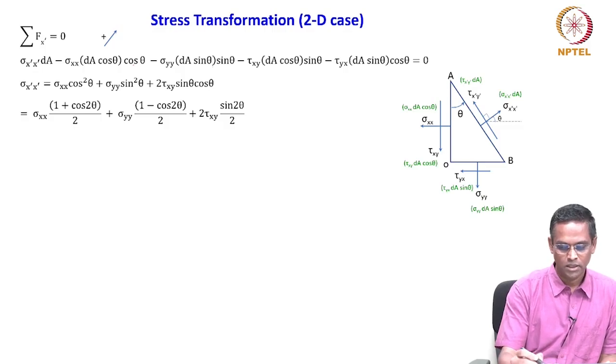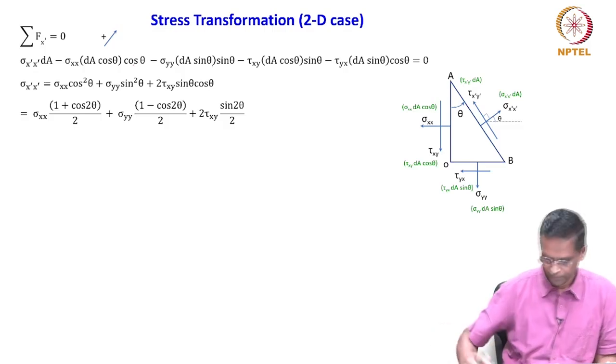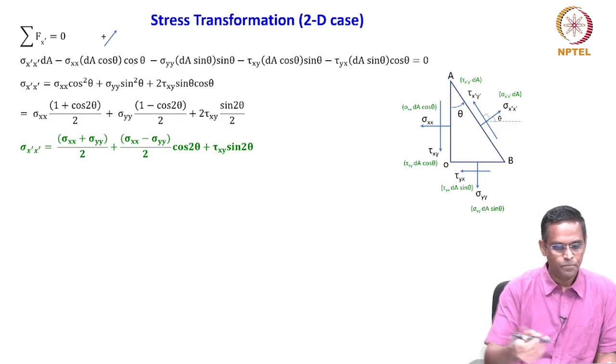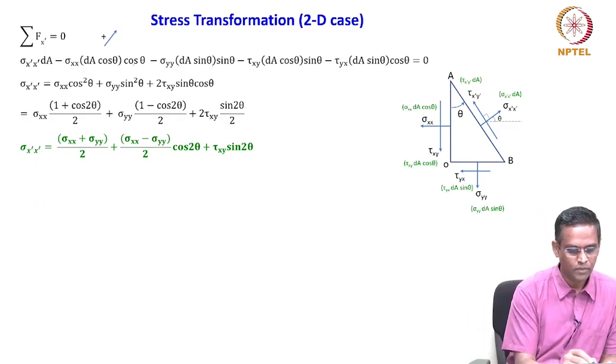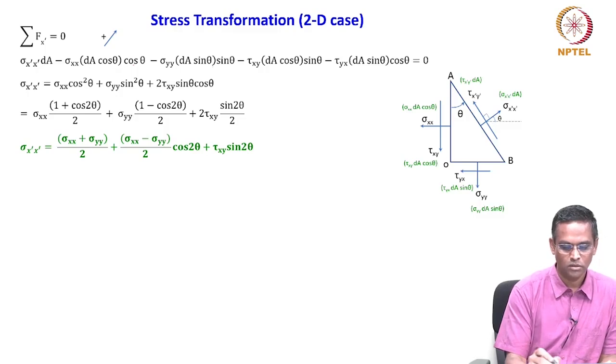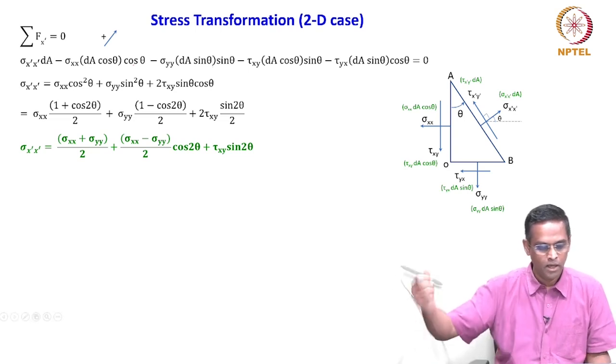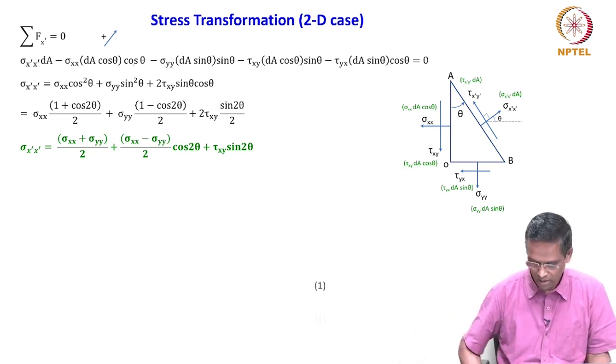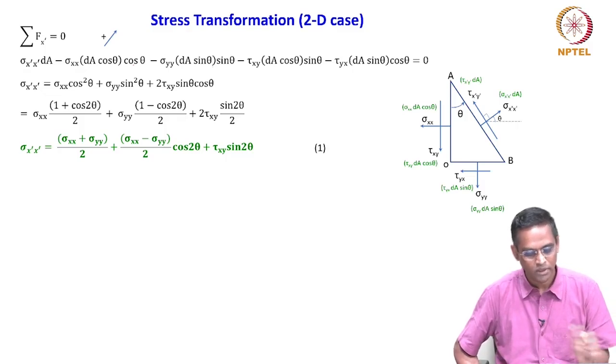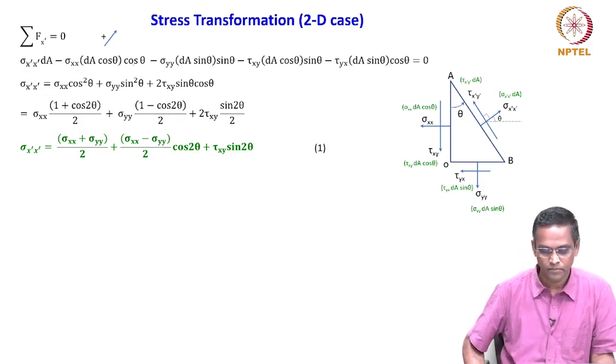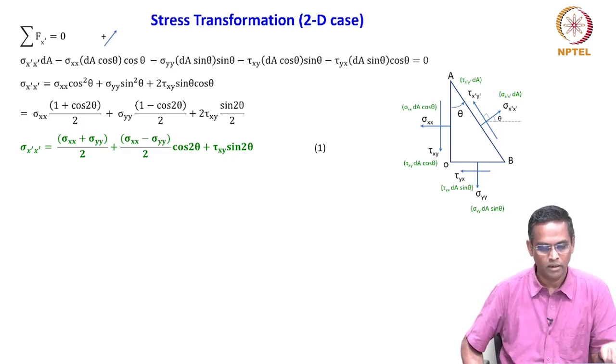And sin theta cos theta is replaced by sin 2 theta by 2. So now we have the equation. So sigma x prime is equal to (sigma xx plus sigma yy)/2 plus (sigma xx minus sigma yy)/2 cos 2 theta plus tau xy sin 2 theta, just by rearranging this. Okay, so this is the first equation of normal stress with arbitrary orientation.